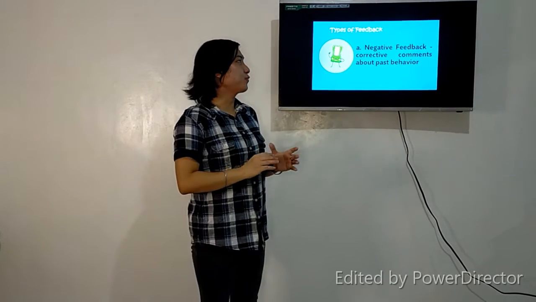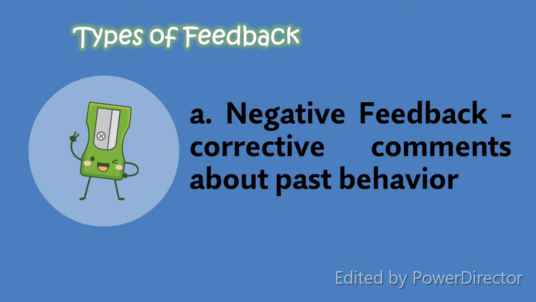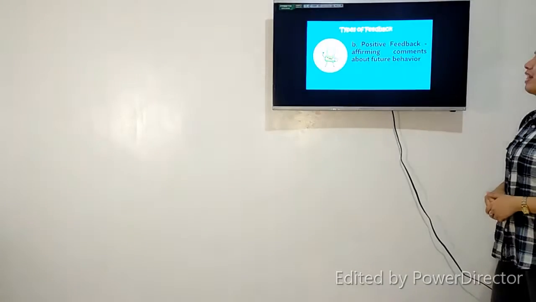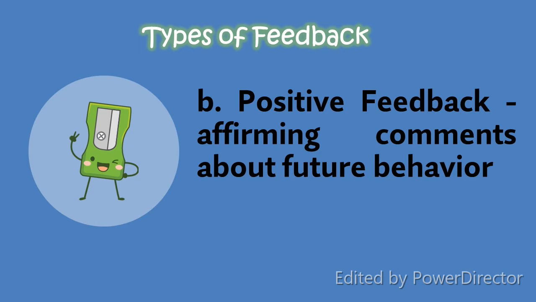The first one is what we call the negative feedback, which means the corrective comments about past behavior. Now, negative feedback is also what we call the things that didn't go well while you are speaking or sending a message to the receiver. The second is known as the positive feedback, which means affirming comments about future behavior. These are the things that went well and are needed to be repeated.